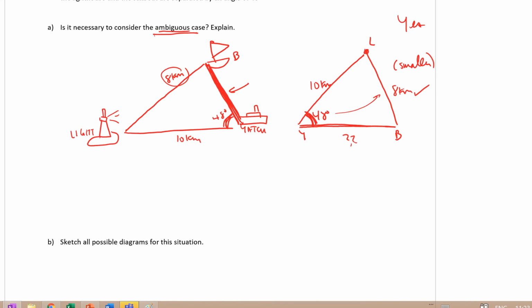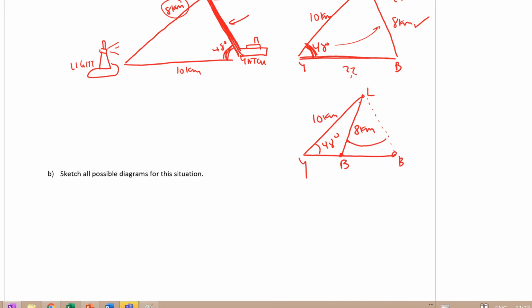The reason why it's ambiguous is because you can draw a separate one like this. There's the yacht. Here's the lighthouse. This is 48 degrees. This is 10 kilometers. And then this is supposed to be where B was, right? And the reason why it can be ambiguous is because you can swing this side over like this. And here is where B is actually at. So this is 8 kilometers like this. So the answer is yes.